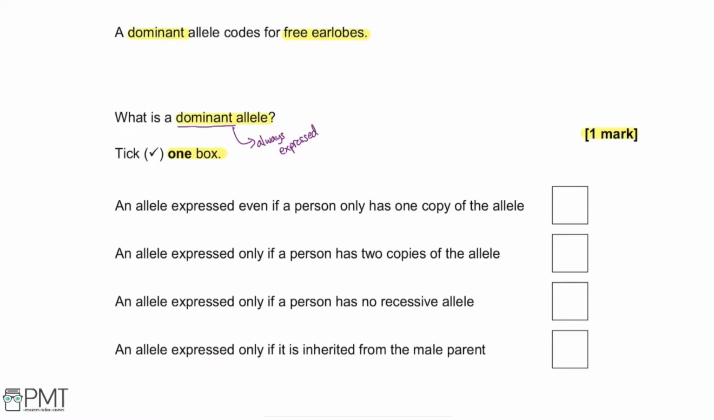The first statement says an allele expressed even if a person only has 1 copy of the allele, which aligns with our definition. The second one says an allele expressed only if a person has 2 copies of the allele, so this is a recessive one, so that's not correct. The third says an allele expressed only if a person has no recessive allele, that's false. And the last one says an allele expressed only if it is inherited from the male parent, that's not correct either. So the box you have to tick is the first one, an allele expressed even if a person only has 1 copy of the allele.